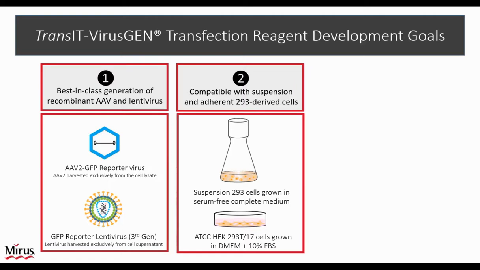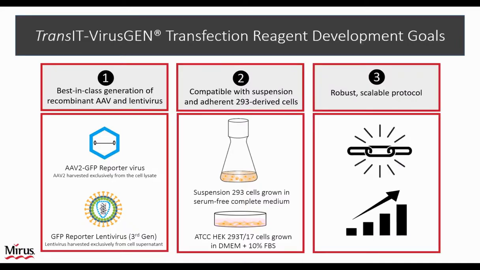Secondly, we screened libraries of our lipids and polymers for a combination that promoted effective complex formation for both adherent and suspension cell types, as this formulation would then be able to support large-scale LV and AAV production in formats such as the iCELLis and roller bottles, as well as stir tank bioreactors. And last but not least, we knew we needed a formulation that supported reproducible and scalable virus production.